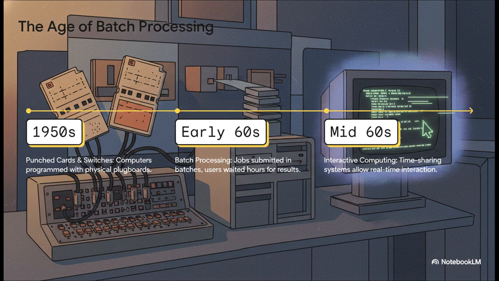The big revolution, the game changer, was something called time sharing. And this is when everything shifted. Suddenly, you could have multiple people connecting to one giant mainframe with these things called teletypes. And for the very first time, computing stopped being about just submitting a job and became an actual conversation.